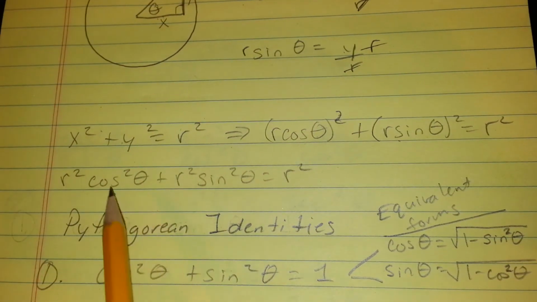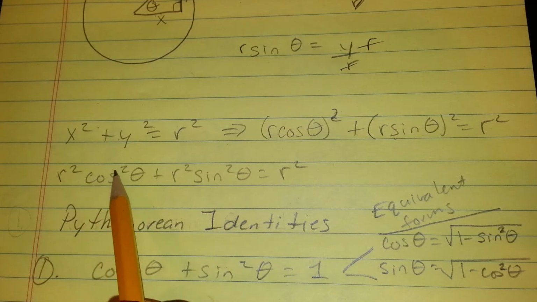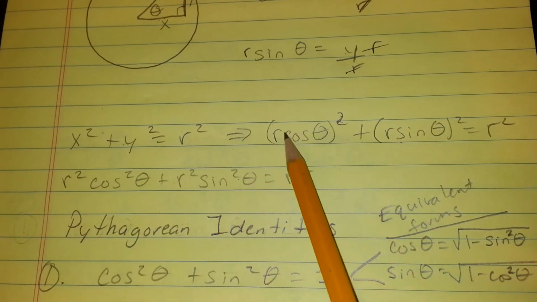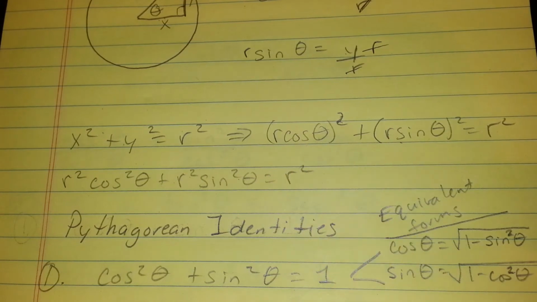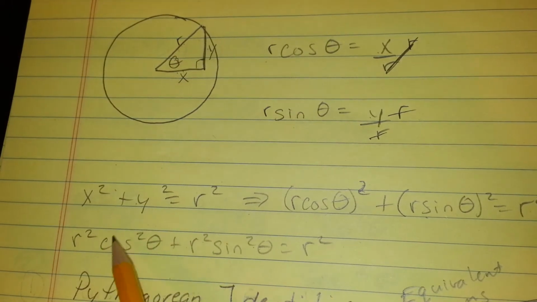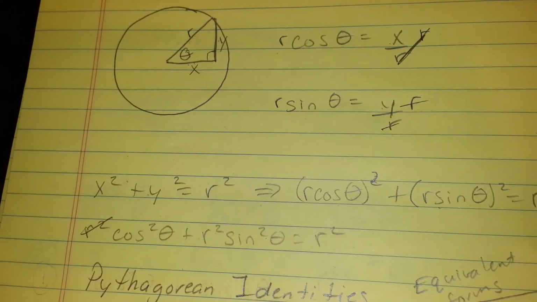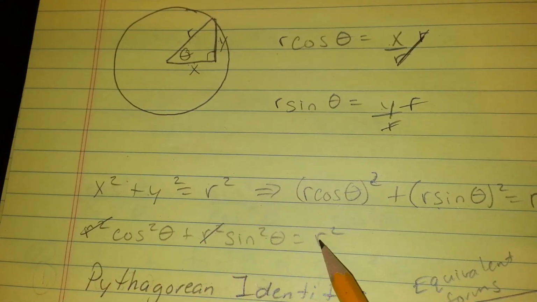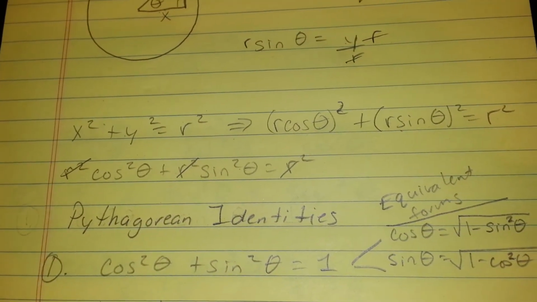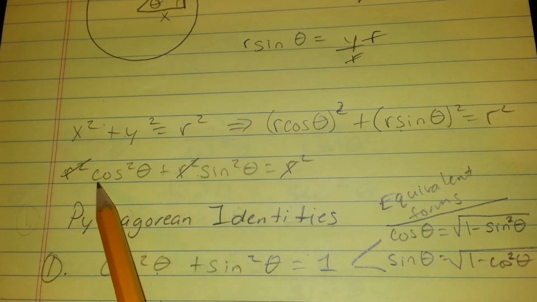Here I went ahead and squared everything: r squared cosine squared theta plus r squared sine squared theta equals r squared. Notice, I squared everything in the parentheses. Well, r is 1 on the unit circle, so r squared is just 1, and it goes away. That leaves us with our first trig identity, where cosine squared theta plus sine squared theta equals 1.